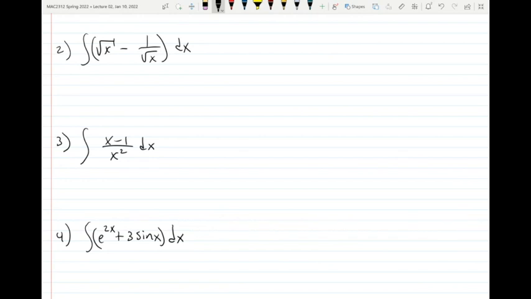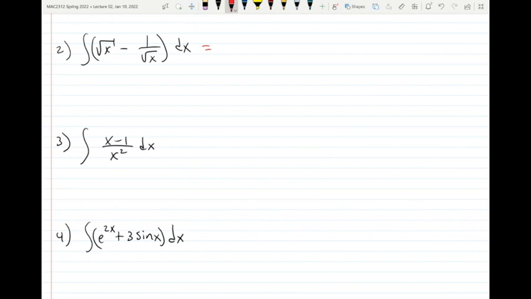Okay, so here we have 3 integrals. Let's play the game. I'm going to do number 2, and then I'm going to let you try number 3 on your own, okay? So let's see, for number 2. The first thing is, we see that there are 2 terms here, so we can do the integral of the square root and the integral of 1 over square root of x, then we're done, right? Because we just subtract the 2 answers. Does that make sense?